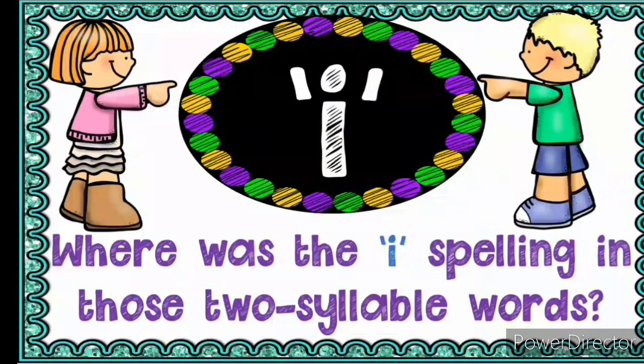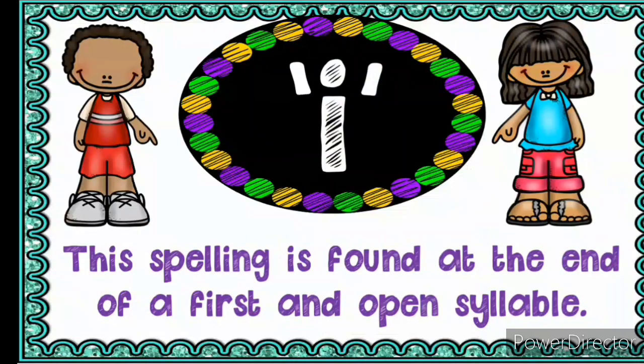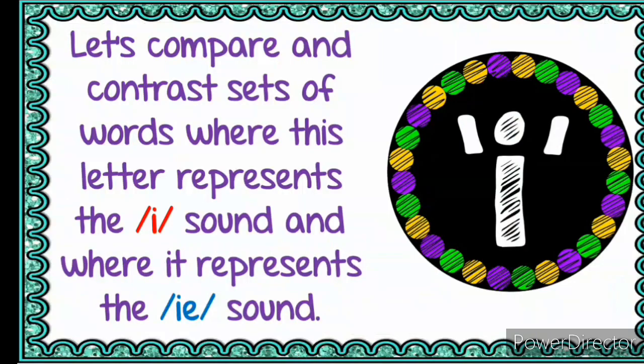Now we're still pointing to the I sound. Where was the I spelling in those two syllable words? Let's find out. Now, this spelling is found at the end of a first and open syllable. Let's compare and contrast sets of words where this letter represents the E sound and where it represents the I sound.